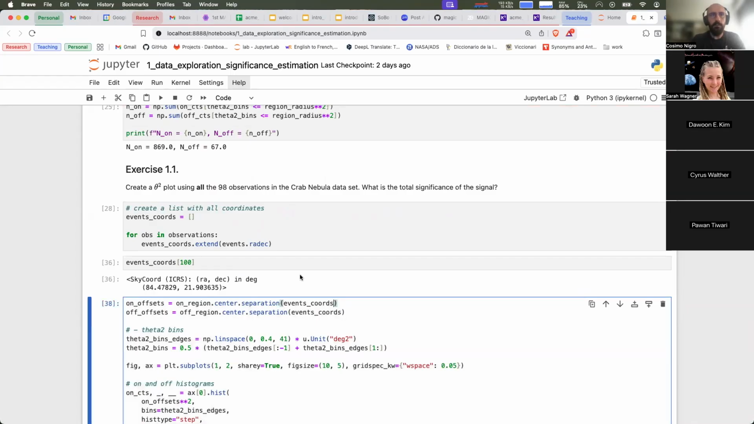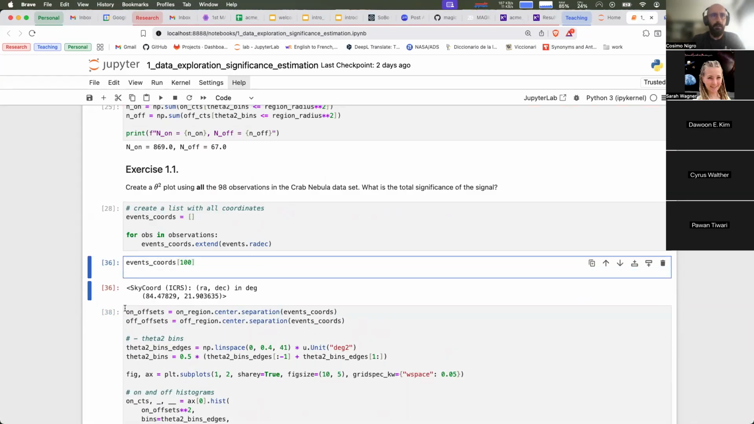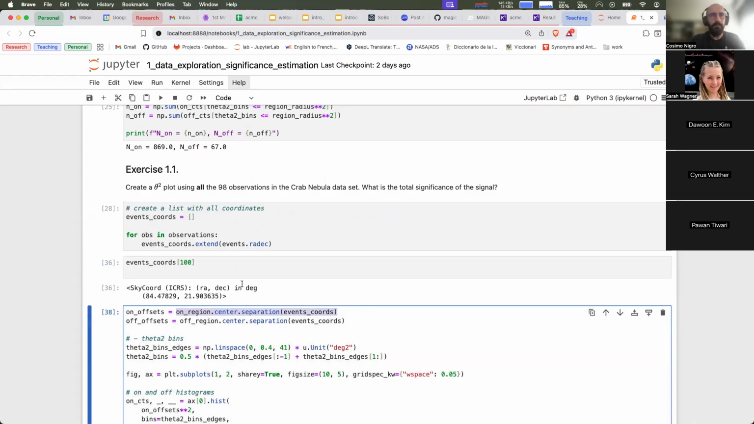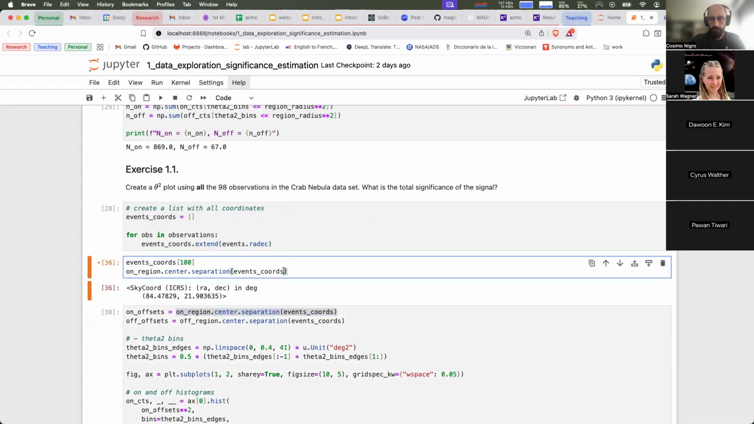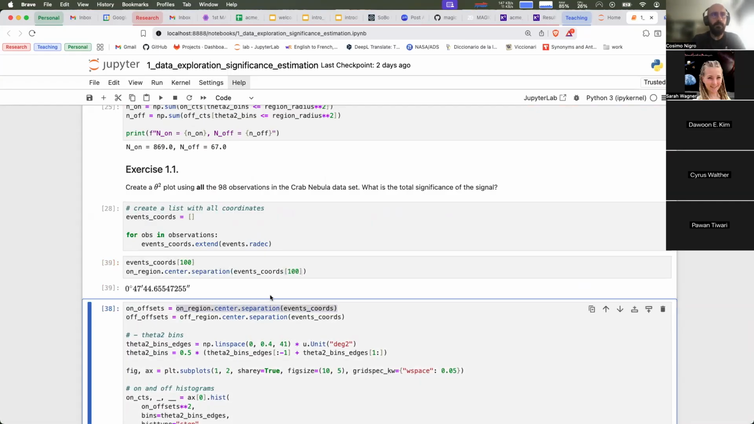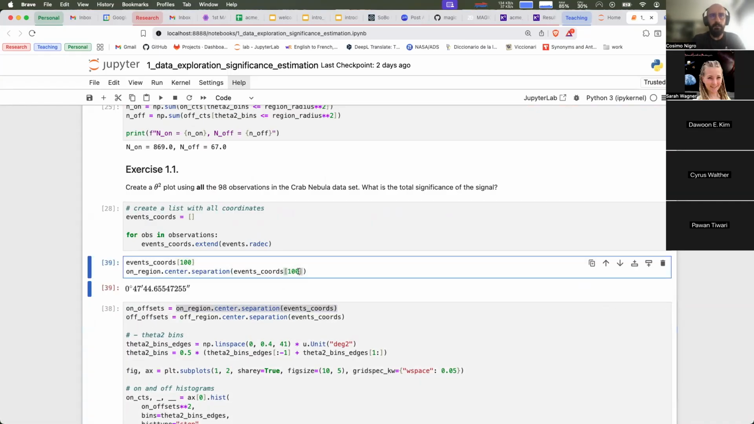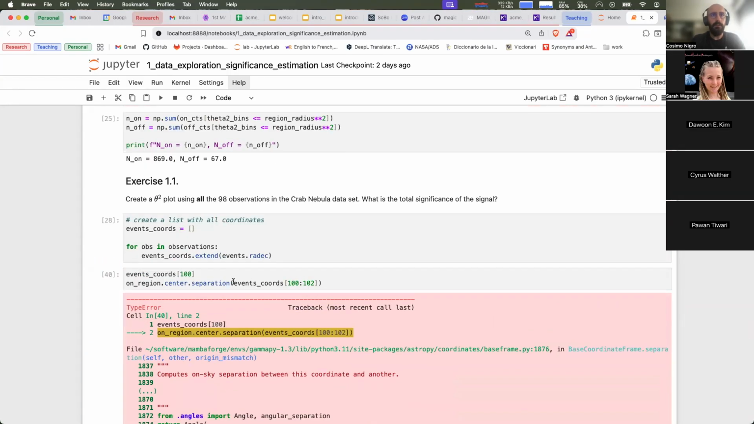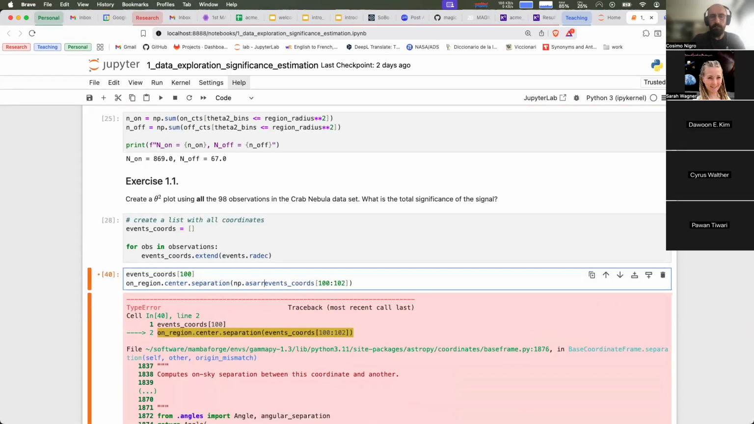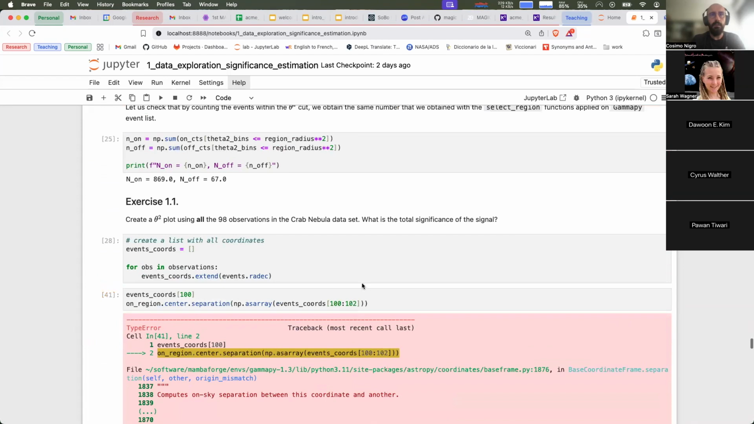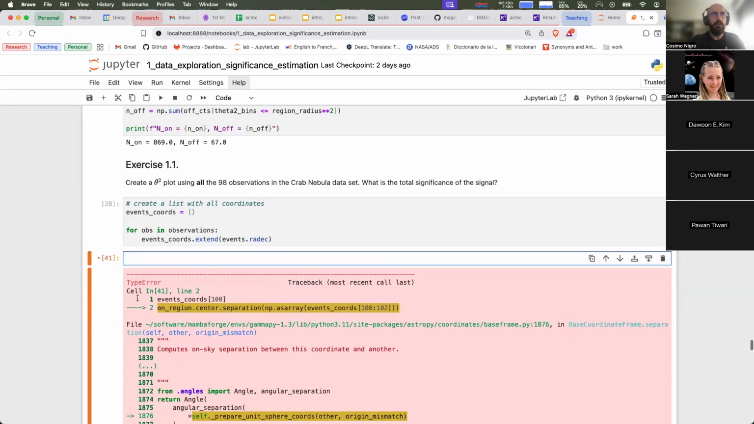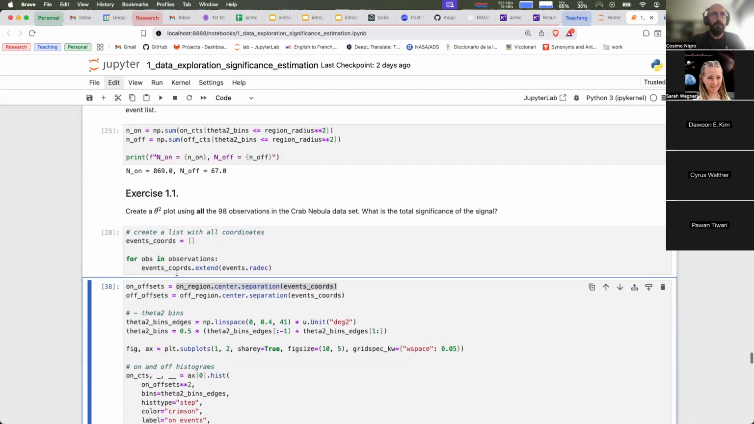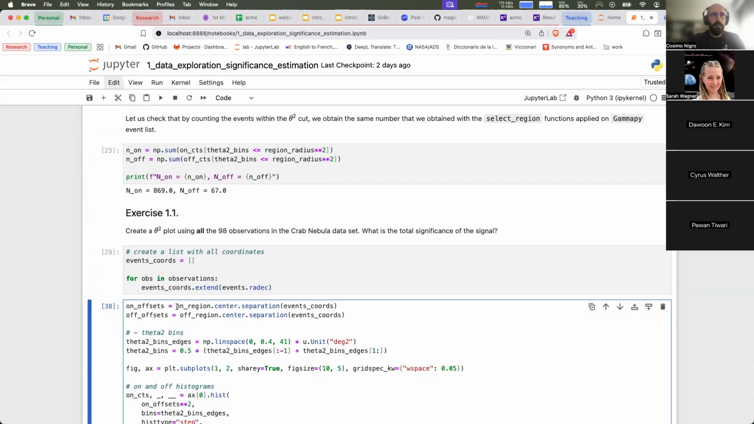Let's try just with two elements. Let's see. Okay, it doesn't work on a list. If I convert the list to an array, no, it doesn't like it. So, on offsets.